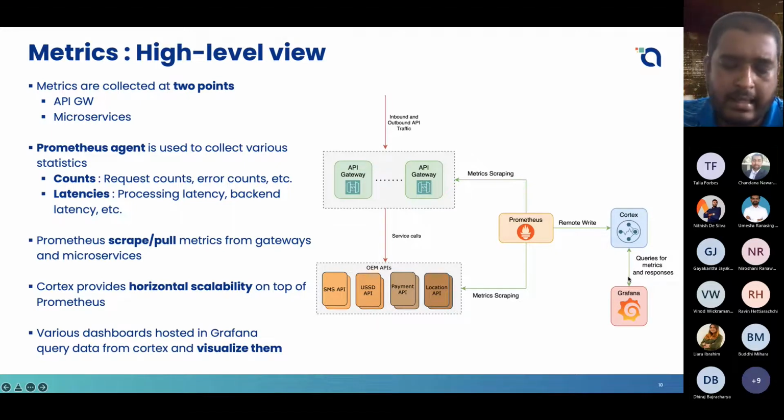Then we integrate with Grafana. Cortex has a component called the query handler, which will handle Grafana requests and provide the required data to Grafana to visualize, right? That's how we have put these technologies together in order to get the required insights in terms of metrics.